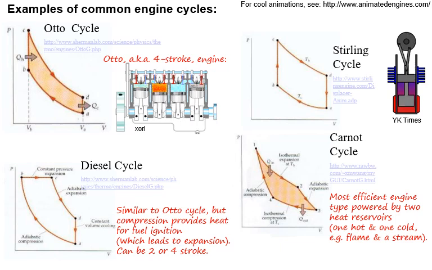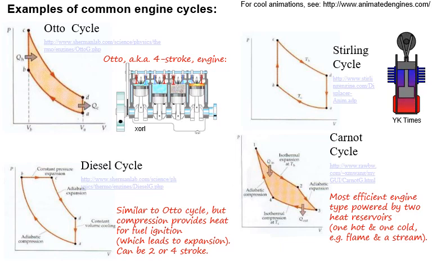Okay, so here are just some examples of engine cycles, just to give you an idea of what a practical engine looks like on a PV diagram. We'll really just focus on the Carnot cycle because it's the maximum theoretical efficiency engine. So it's useful to understand the limiting case, how well can an engine run. But these other ones are examples of real engines that exist in real life.